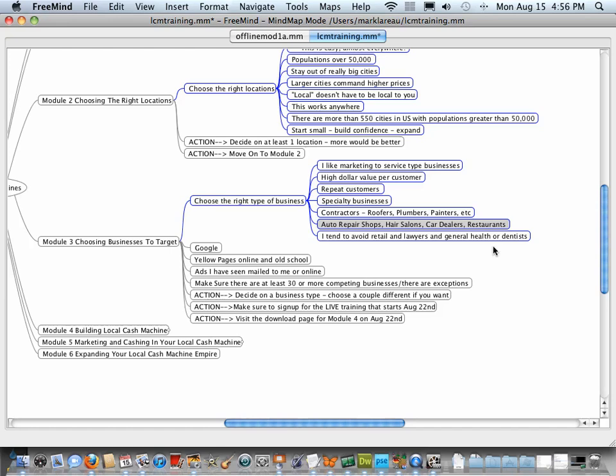Roofers are one of my favorites. Siding contractors, window contractors. Not so much handymen. Handymen are usually struggling for cash. Landscapers can be good. And there's all kinds of different ways that you can find these businesses.